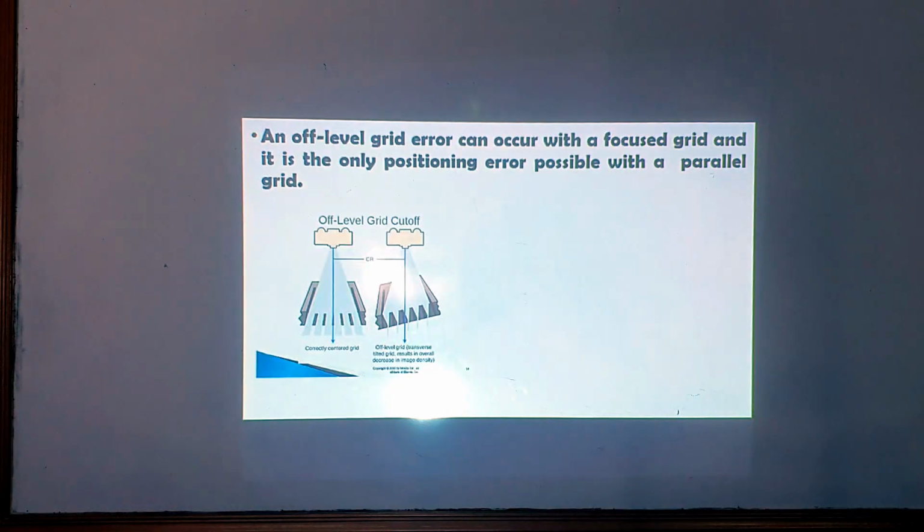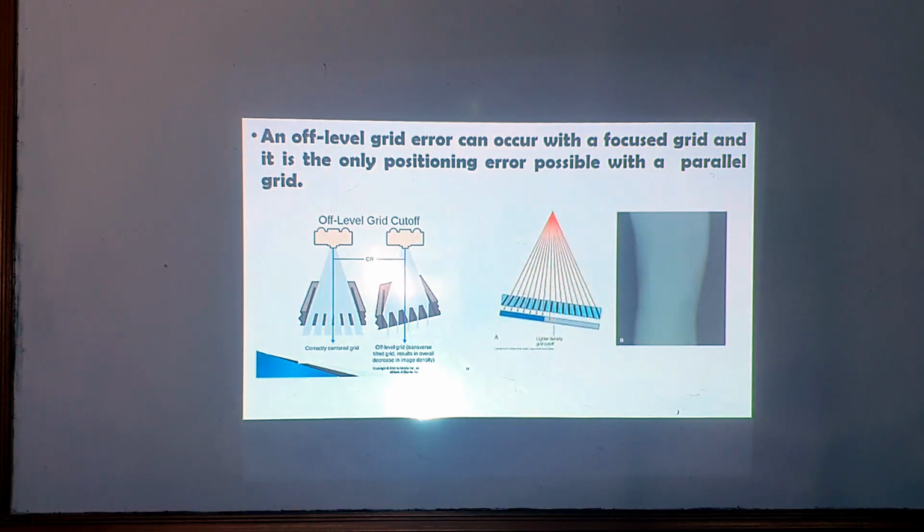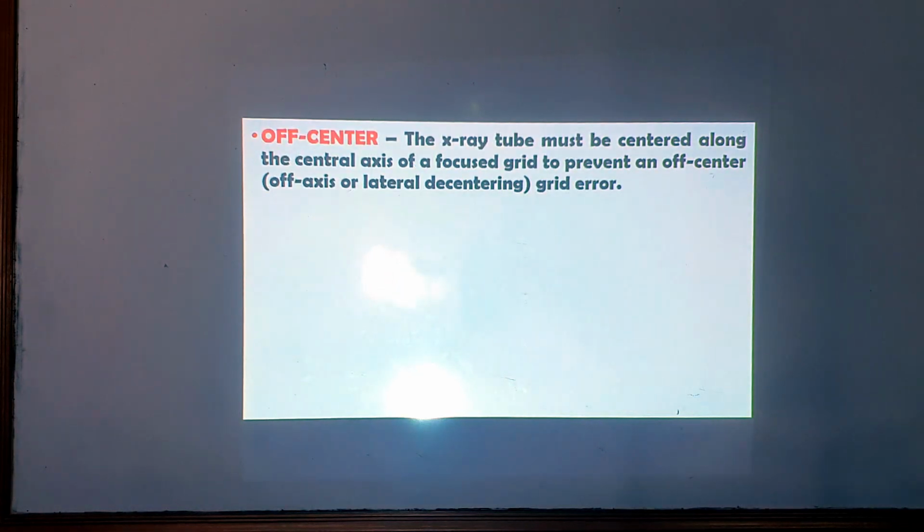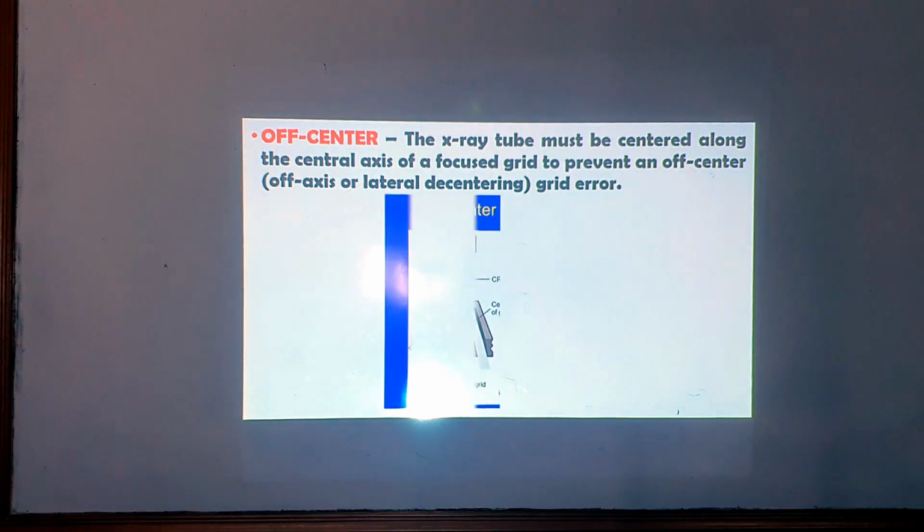Alright. So an off-level grid can occur with a focused grid, and it is the only positioning error possible with a parallel grid. With what we've said, it can result in this type of radiographic image. Now, aside from off-level, you also have your off-center. Off-center, guys. The X-ray tube must be centered along the central axis of the focused grid in order to prevent an off-center error, sometimes called off-axis or lateral decentering grid error.